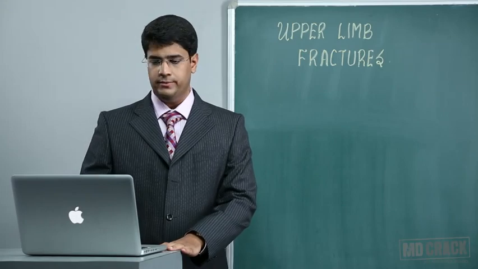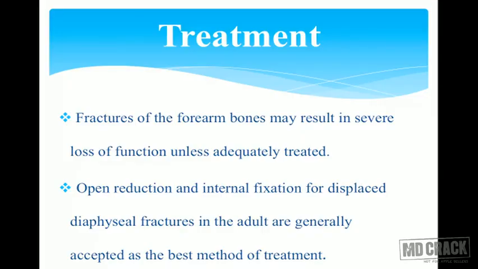So the treatment is that fractures of the forearm may result in severe loss of function if not adequately treated. Open reduction and internal fixation for displaced diaphyseal fractures in adults is generally the accepted and best method of treatment. The bone is divided into 3 parts also, that is the epiphysis, the growing end, which is at the end. Second is the metaphyseal region, and lastly the shaft is the diaphyseal region. So this is how the bone is divided into epiphysis, metaphysis and diaphysis. Usually these fractures are in the diaphyseal section.